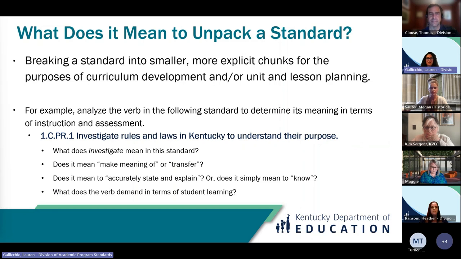So what does it mean to investigate rules and laws in Kentucky? In grade one, it really refers to knowing, to understanding what their purpose is. A way to figure out what investigation means is to look at some of the clarification statements provided in the KAS. The clarification statement for this particular standard talks about how rules and laws are created to establish order, benefit citizens, and keep people safe.